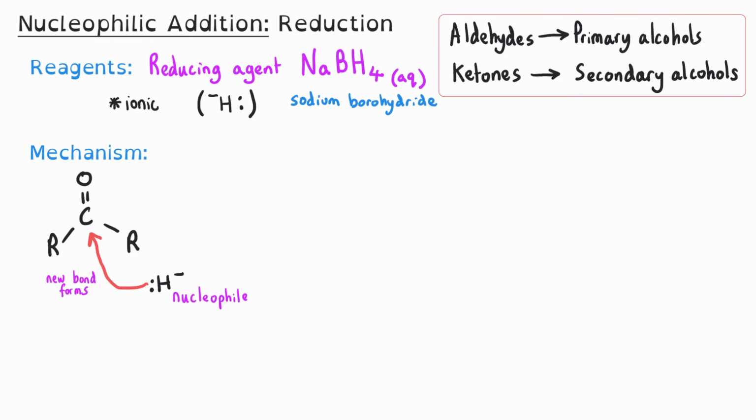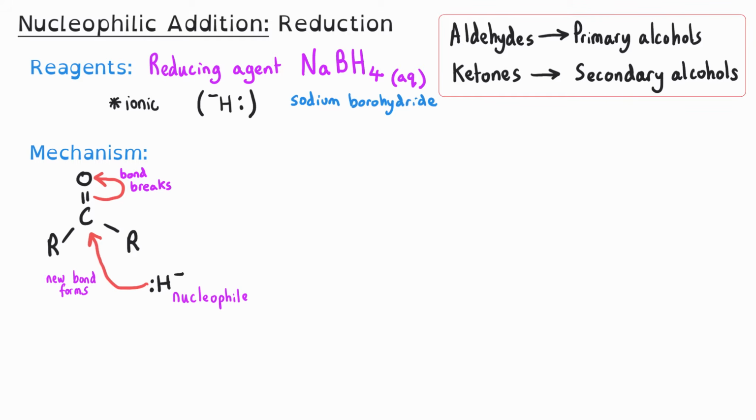This would give the carbonyl carbon 5 bonds. It can only have 4. And so what happens is the bond between the carbon and the oxygen partially breaks. 2 of those 4 electrons are pulled by the oxygen away from the carbon, and the oxygen keeps them for itself. And that's what this second curly arrow is showing.